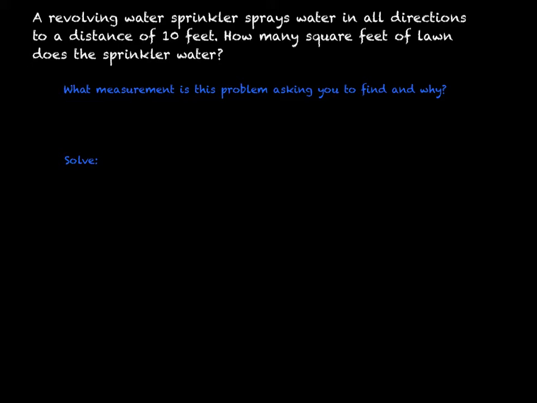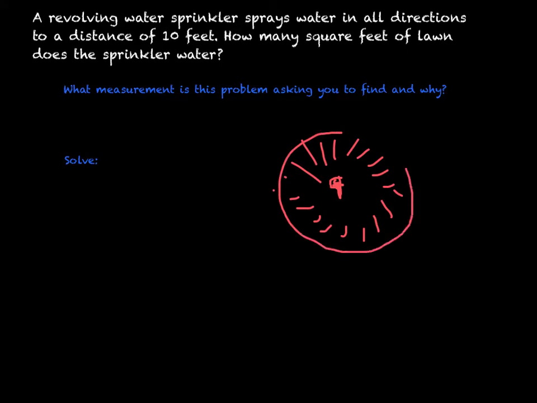So we're asked two questions. What measurement is this problem asking you to find and why? And then to solve it. So what we really need to do is visualize the problem. If we have our little sprinkler here, and if you think about a revolving sprinkler, it revolves around in a circle. So it basically makes a circle right here. And from the center, where the sprinkler is, to that outside edge, that distance is 10 feet.